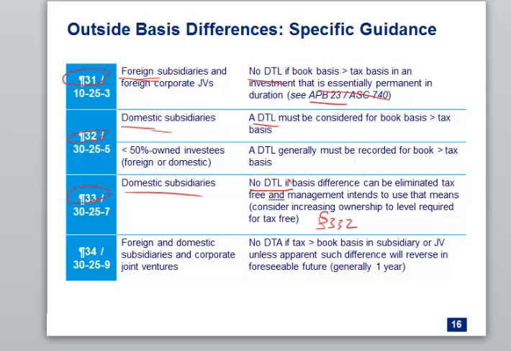So this discussion comes up every once in a while because people distinguish between that top rule where APB 23 can apply to a foreign investment, where APB 23 cannot apply to a domestic investment. And then paragraph 34 is not DTLs, but DTAs. Okay? So how could you have a DTA? How could that happen? Anyone?